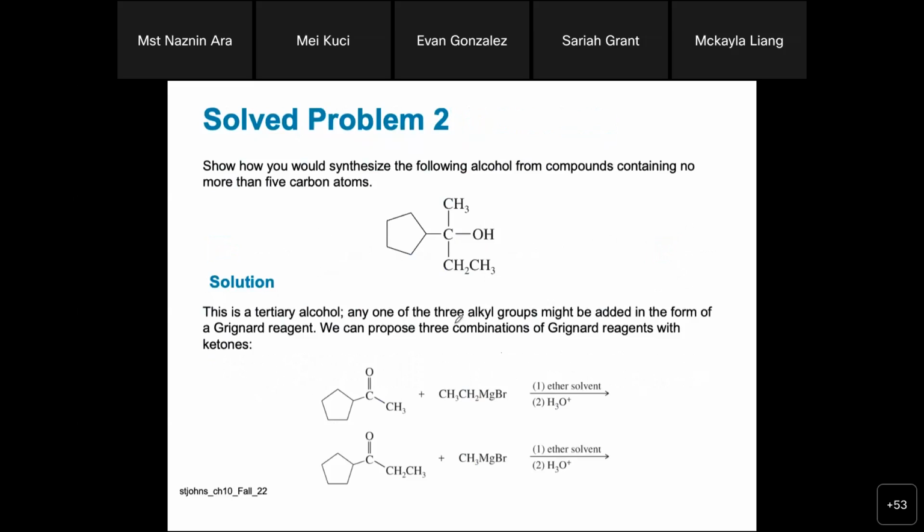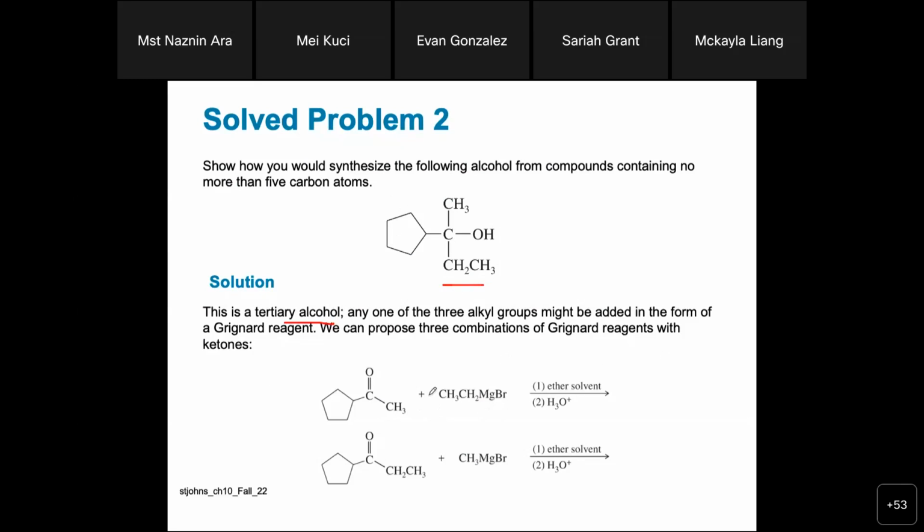Here we have a question: show how you would synthesize the following alcohol from compounds containing not more than 5 carbon atoms. So you can see here this is a tertiary alcohol if you look into this one. And we have also this bond. So this is actually how the question will look.